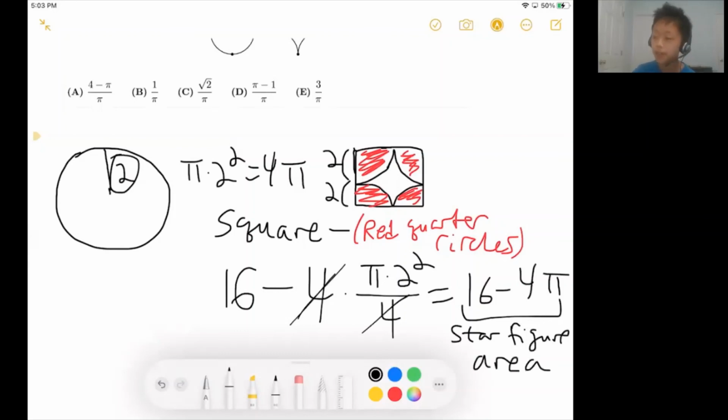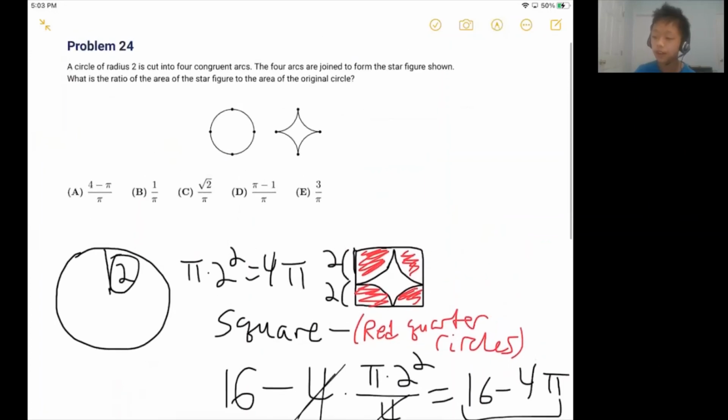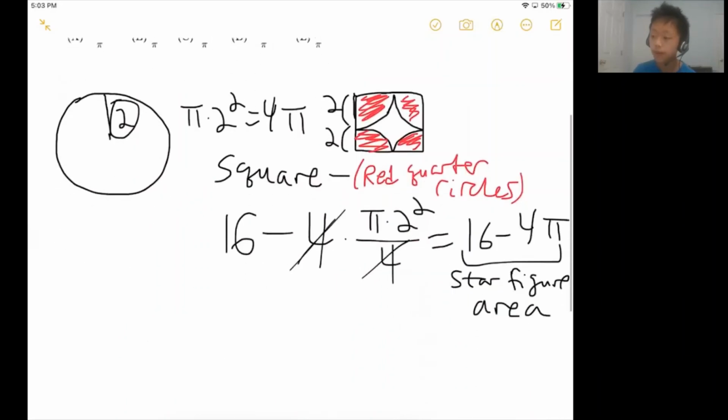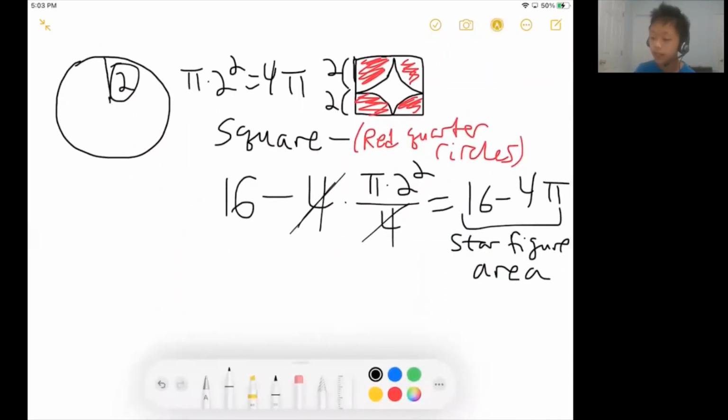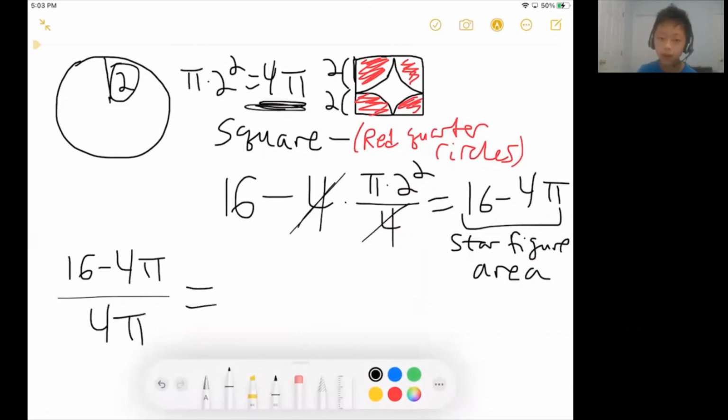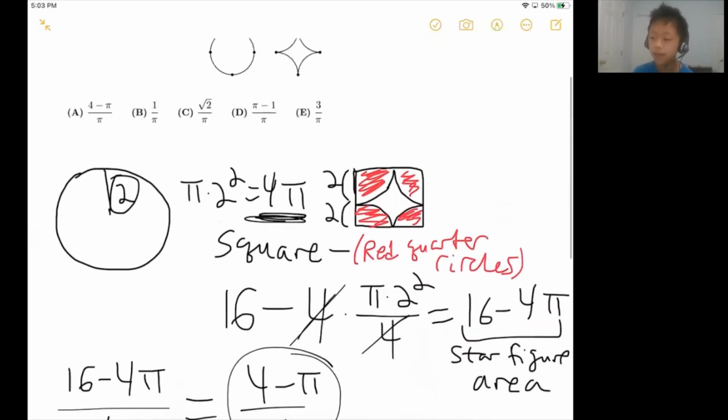And now we're basically ready to answer the question, which asks what is the ratio of the area of the star figure to the area of the original circle. We found that the area of the star figure is 16 minus 4 pi, and the area of the whole circle is just 4 pi. We can cancel off a factor of 4 in the numerator and the denominator. On the numerator, we would get 4 minus pi, and the denominator, we would get pi. So our ratio would be 4 minus pi divided by pi. And that would give us choice A.